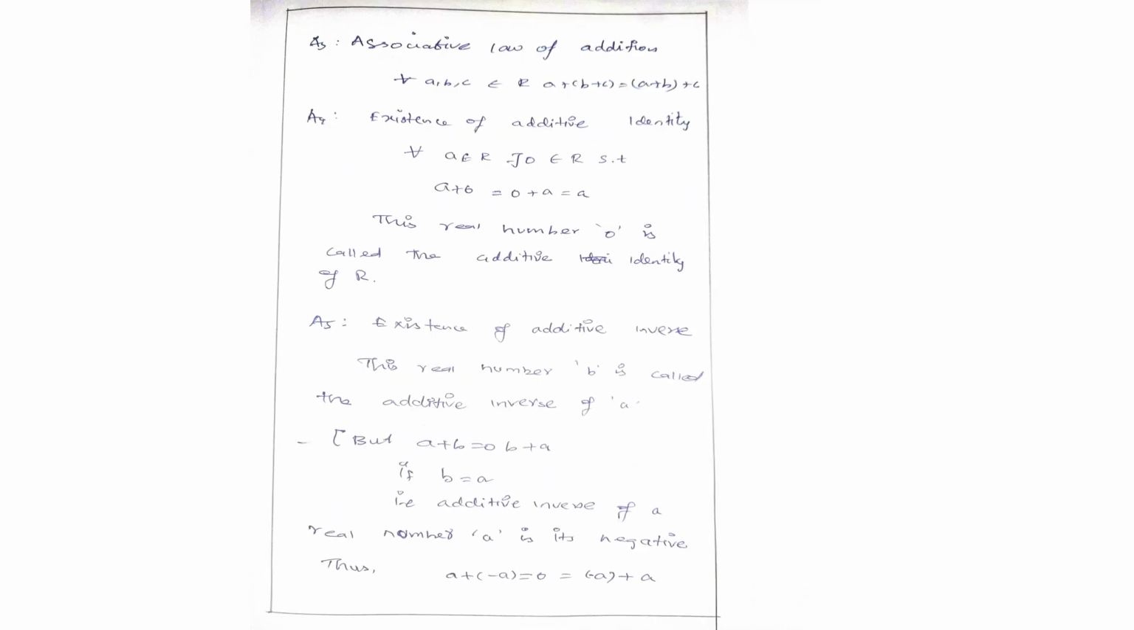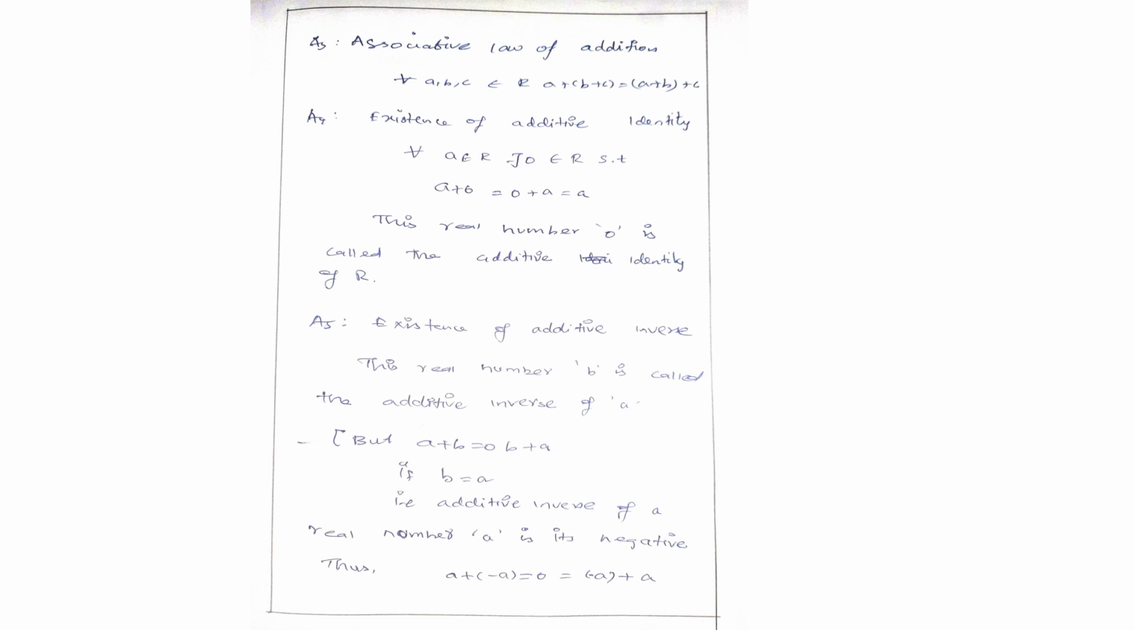So next one, associative law of addition. Associative law of addition tells us that when any three real numbers are added, the grouping or association of the numbers does not affect the result. For the associative law of addition, we need any three real numbers a, b, c, which belong to R, the set of real numbers.